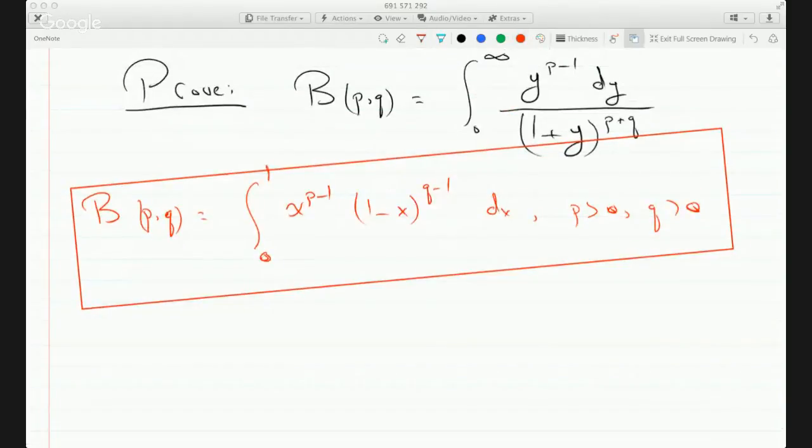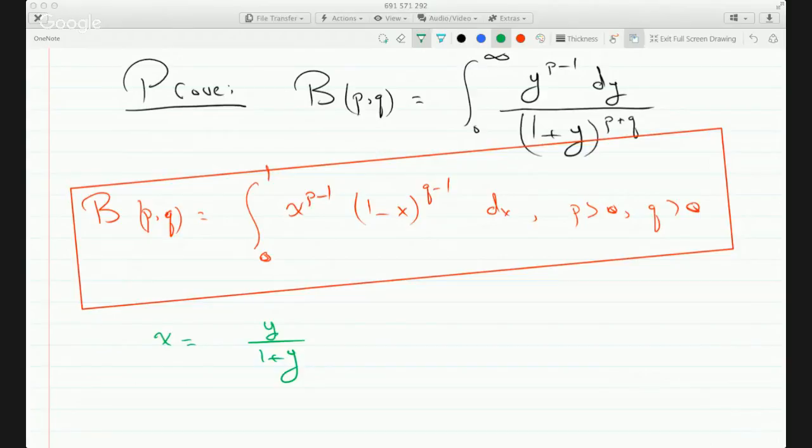And you can say, you make the substitution x equals y over 1 plus y. Okay? Now we're going to plug that back into the red definition of the beta function. And we just have to find what dx is.